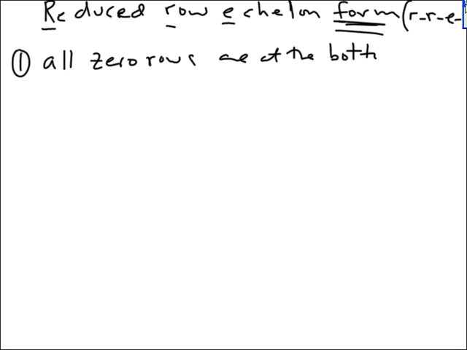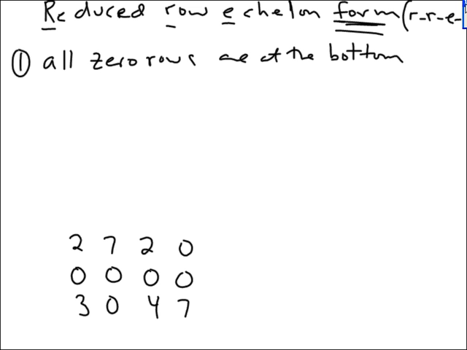Initially, they may not be at the bottom, but for you to be in RREF form, at some point it has to be at the bottom. What is a 0 row? It's a row that has nothing but zeros. And you should put it at the bottom. If you have this matrix, you should interchange these 2 rows to satisfy criteria number 1.